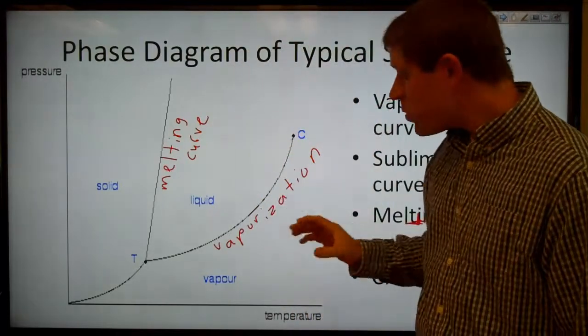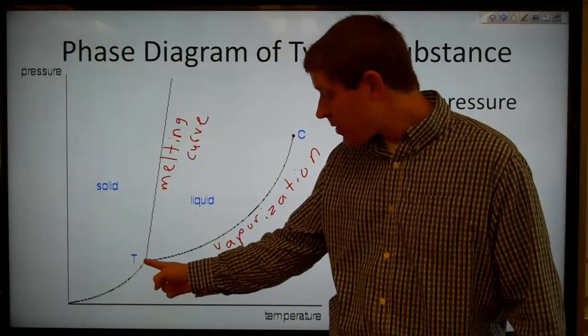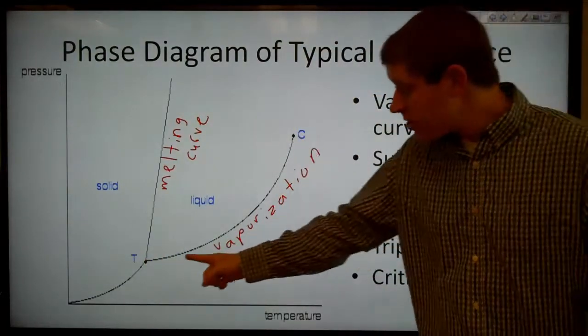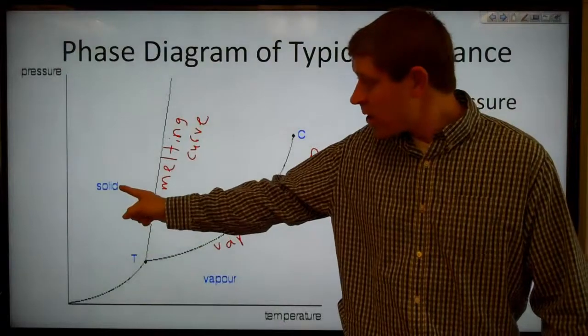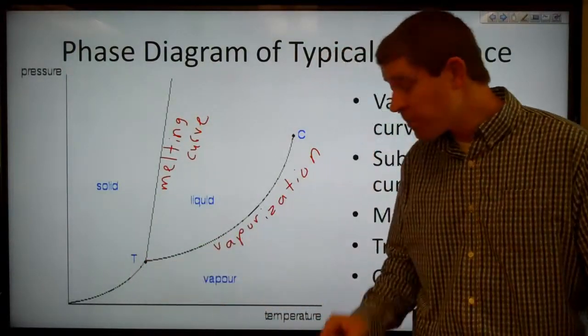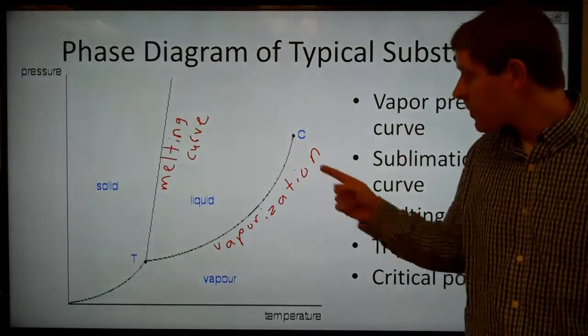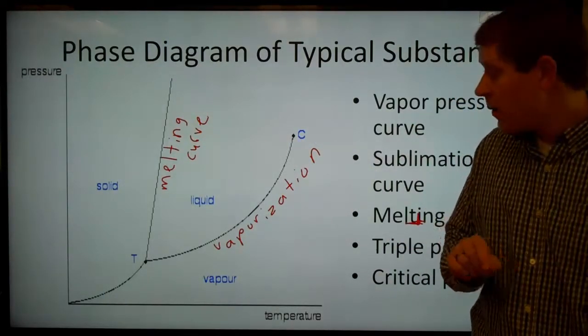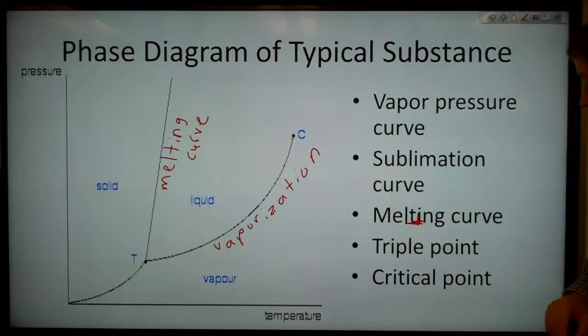Now, we've got two other points. We've got this point down here labeled with a T, and that point up there labeled with a C. This is the triple point, at which the solid, liquid, and gas phases all exist at the same temperature. There's only one point that occurs at. And up here we have the critical point, and I'll get back to that in a minute.